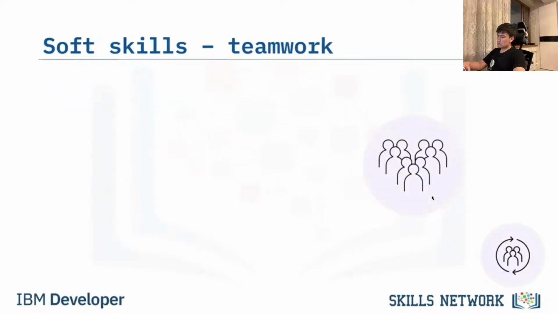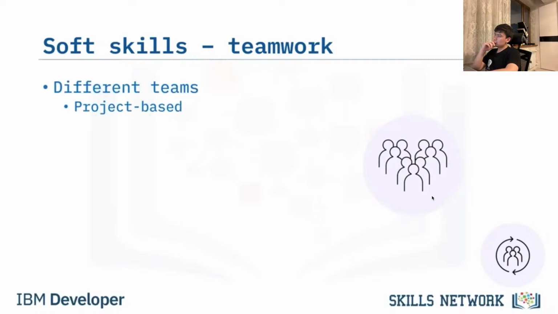So now let's look at the soft skills of a software engineer. Teamwork is a key soft skill. Software engineers work in a variety of teams, some based on the project they're working on and some based on their specific role. If you're practicing agile development, you may also work in small teams known as squads.